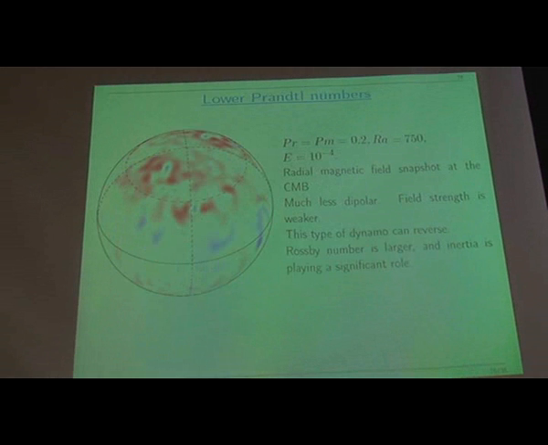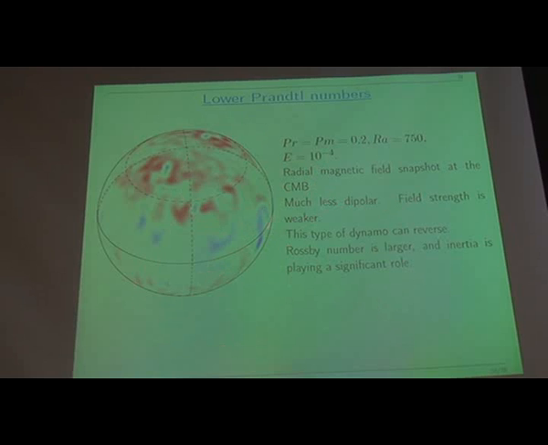As well. Okay, so that's that. Right, okay, so what happens if we go to lower Prandtl numbers? This is one at Pr and Pm is 2. The other parameters are the same, 10 to the minus 4. And you can see straight off that something has gone wrong.